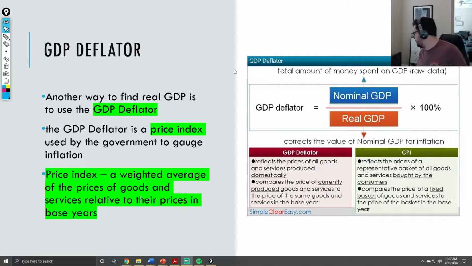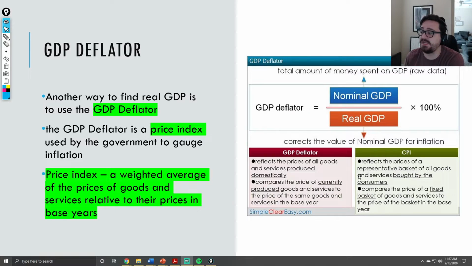Another way to find real GDP, usually if they give you, stop yelling at me, Archer, usually if they give you a little more realistic numbers, namely if they give you like real country numbers, is they'll use something called the GDP Deflator. The GDP Deflator is what's called a price index. A price index is an average. It's a weighted average of the prices of goods and services relative to their prices in base years. That's super complicated. It's not going to make sense until I show you it with math, but you can pause and write this down for now.